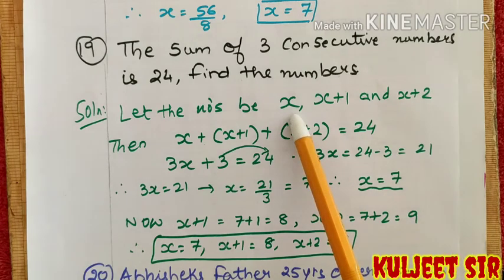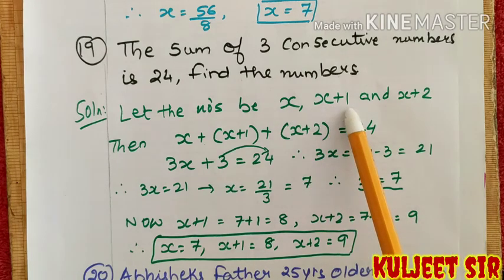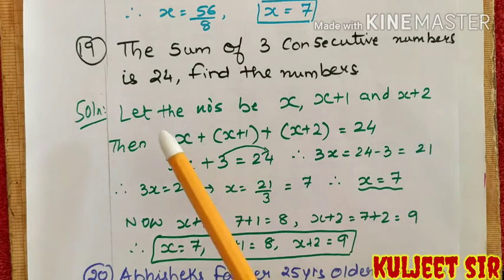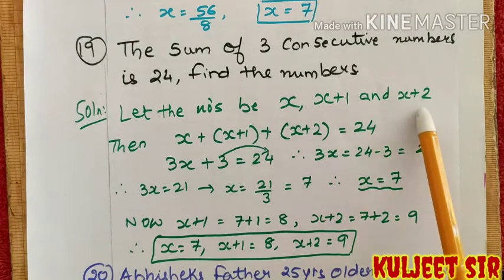So this is the first number. This number plus 1 is the second number, and this plus 2 is the third number. So let the numbers be x, x plus 1 and x plus 2.